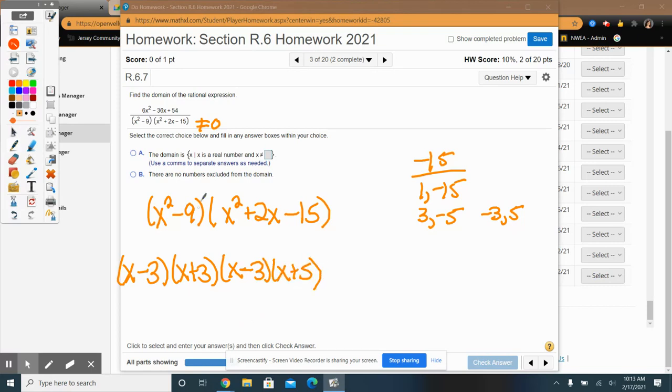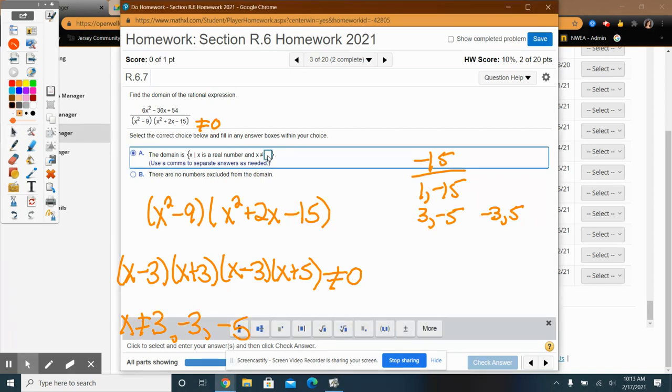And now we have to see what would make it 0, because that would be things that would not be allowed, and we don't want this to equal 0. So the first guy, x cannot equal 3, because that would make this 0, and it can't be -3. And then this one is already counted. That would be a double root, so that is already counted. And then x cannot equal -5 for the last one. So there are 3 numbers that are excluded from the domain. x is not allowed to be 3, -3, or -5.